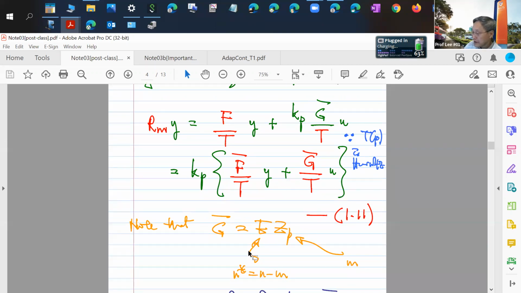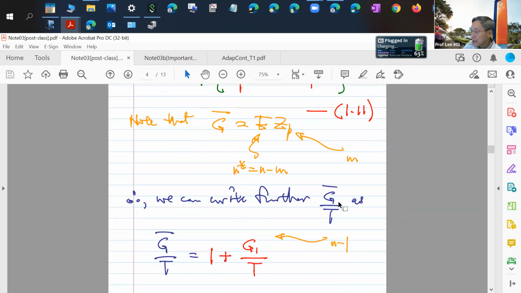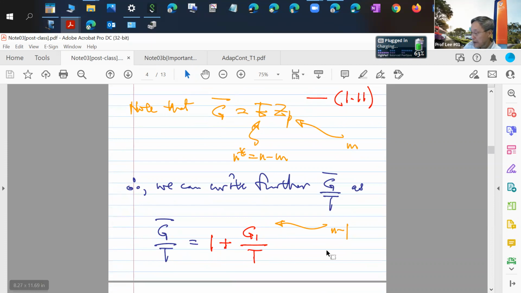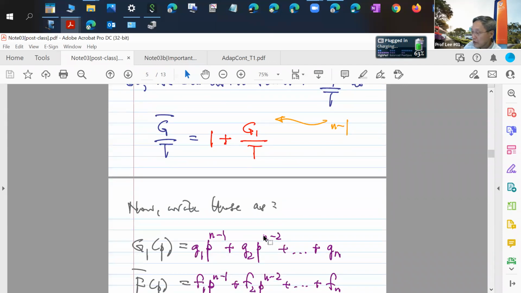And at this point, we say, okay, let's observe carefully. This is of degree n star, which is n minus m. This is of degree m, and this is monic, right? So clearly, I can take this whole thing and expand it out as 1 plus G1 over T. T, remember, is of degree n, monic, but already from the above assumption, it has to be a Hurwitz polynomial. Now G1, the moment you write it out in this way, G1 is of degree n minus 1, not necessarily monic.